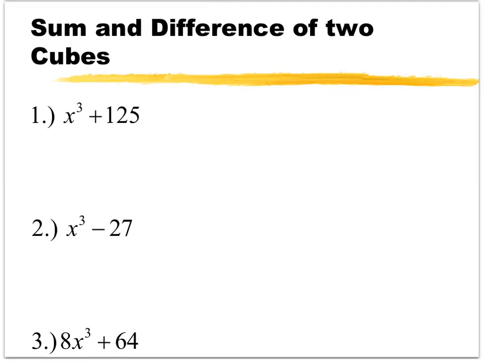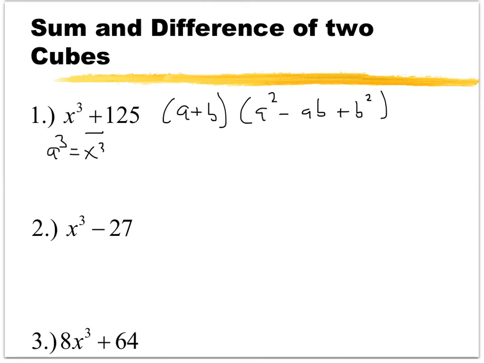Okay, so this guy is a sum of cubes. So let's write down the sum of cubes pattern. It's the sum, so sum is opposite. So that's the pattern. A cubed is equal to x cubed, so A is equal to x. B cubed is equal to 125. So what number to the third power is equal to 125?